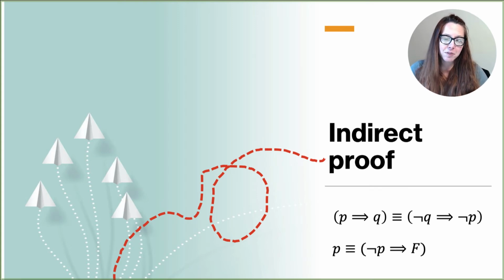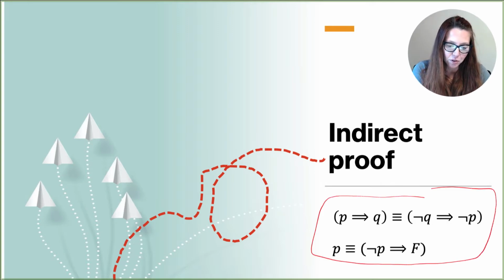So there's another form of proof that uses a lot of the same techniques, but it's called indirect proof. And we still get there, but the path that we take is very meandering. And it's based off of two principles.